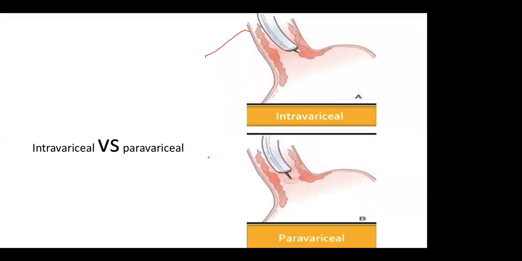So in sclerotherapy, we do either intravariceal injection or paravariceal injection. The intravariceal injection is better. It prevents the future stricture, what we call post-sclerotherapy stricture. But sometimes, if you have an active spurter and you try to inject intravariceal, but the bleeding cannot stop, then you have to inject paravariceal. This will act as a tamponade to stop bleeding.